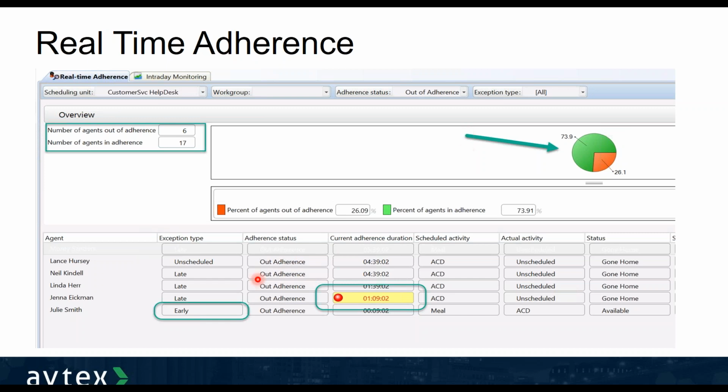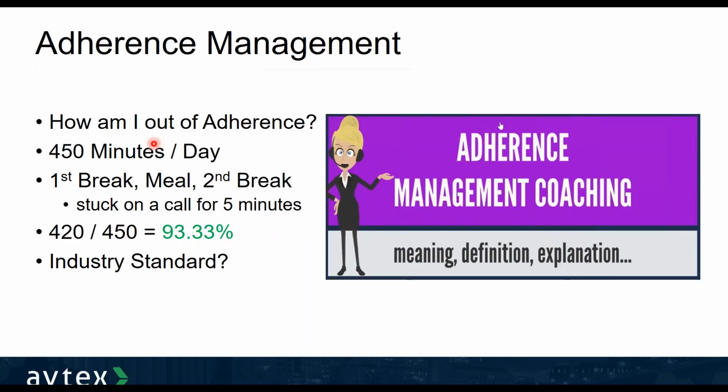But we also have the ability to track who left early. So Julie Smith left 9 minutes early, okay? So we can track that. I get that you're late, I get that you're stuck on a call, but how can you be 9 minutes early? So anyway, kind of funny, but if friends go to meals together, stuff like that, you can track things like that. And I do have another screen for adherence here, one moment.